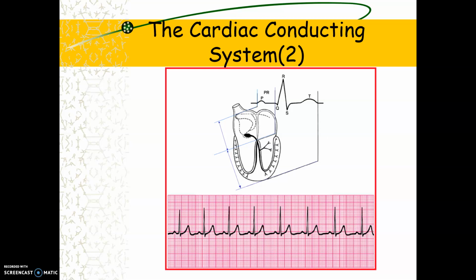There's then a pause between the atria and the ventricles as the conduction passes through the AV node, and this produces your PR interval. Then conduction passes across the septum, down the septum to the apex, and then up the sides of the heart. That produces your QRS complex. Repolarization of the cardiac muscle in the ventricles produces your T wave.